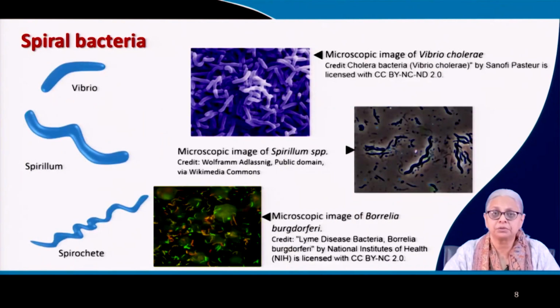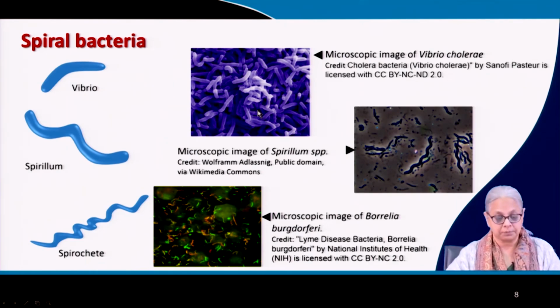Then we have some more interesting forms. The next one is Vibrio, which is very famous for being Vibrio cholerae. It causes cholera. It's a comma-shaped organism; we used to call it a comma-shaped organism. So this is an example of Vibrio. Here we have Vibrio cholerae in SEM. I think it's an SEM.